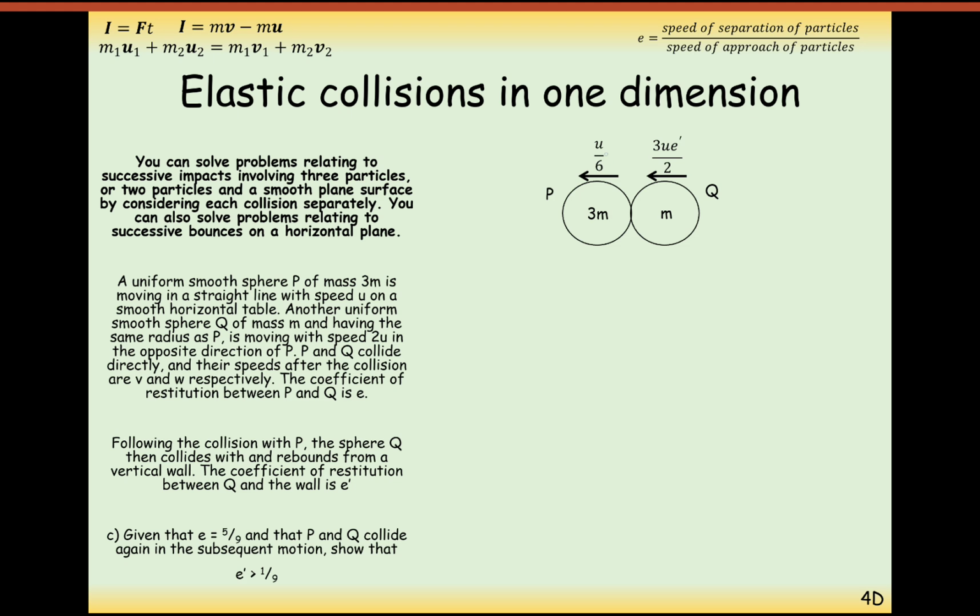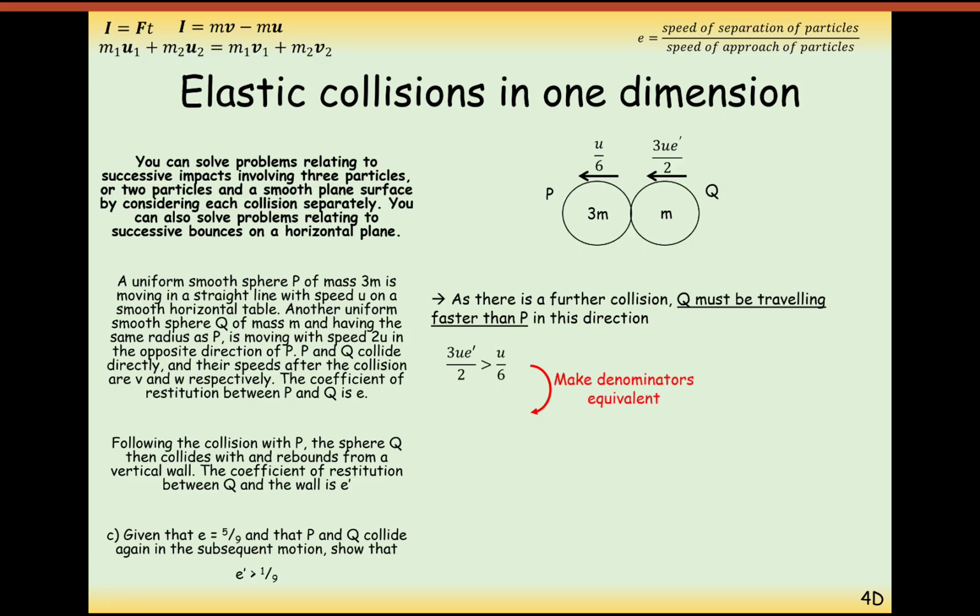So previously we worked out that v was minus u over 6, but it's actually going to be pointing to the left with the speed u over 6, and Q is now going to have a velocity 3u e dash over 2. Now if these two particles collide again, then the speed of Q must be bigger than the speed of v. So we're going to set up an inequality that says 3u e dash over 2 is greater than u over 6. That's how we're going to get our particles to collide again.